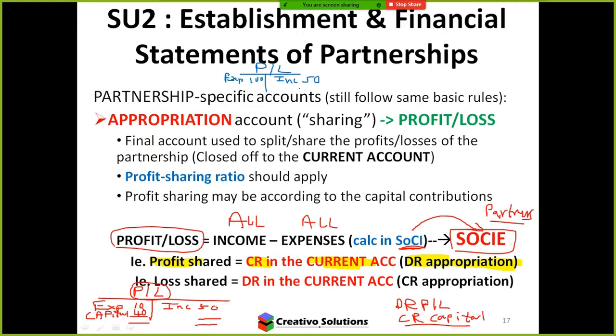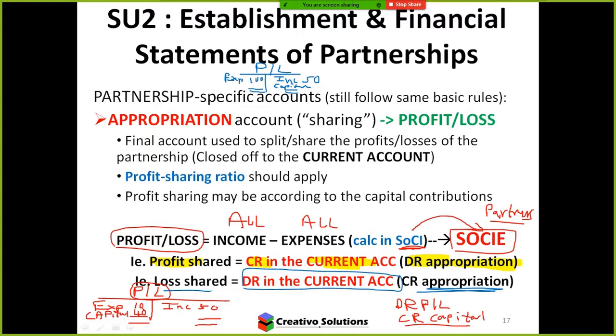Okay, what's going to happen here? Well, you're going to balance the account off on the credit side. Notice your expenses are more than your income. So you would have closed it off to your capital account. Okay, what happens to capital? You're debiting the capital account and you're crediting the appropriation. Right, because there's a loss that's shared. Right, so it's the opposite.